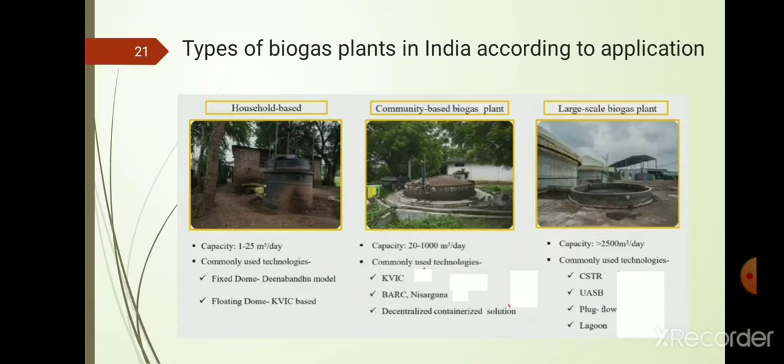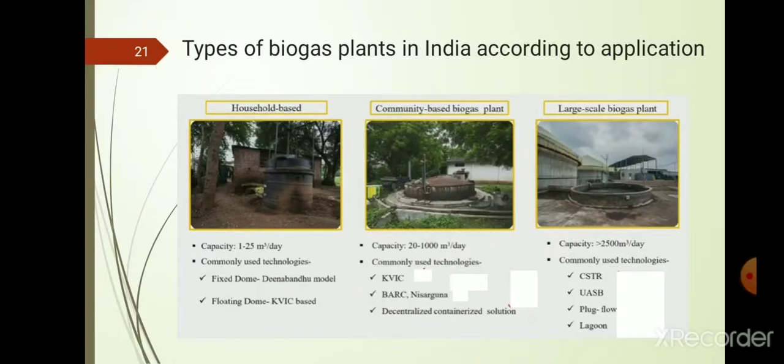Then at the next level we have community based biogas plants, suitable for canteens, hotels or flat residential areas where a number of houses are there. In that case we can go for a community based, medium scale biogas plant, with a capacity of up to 20,000 meter cube per day. The commonly used commercially available digesters in this category are the KVIC model and the Bark Nisargruna developed by BARC, etc.